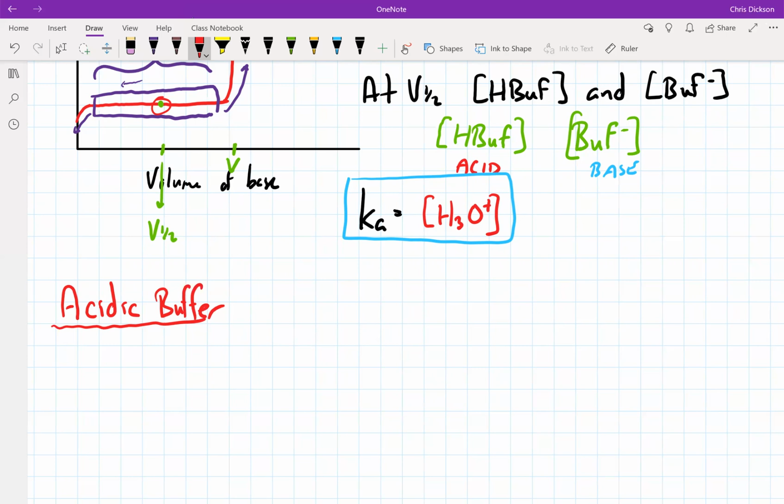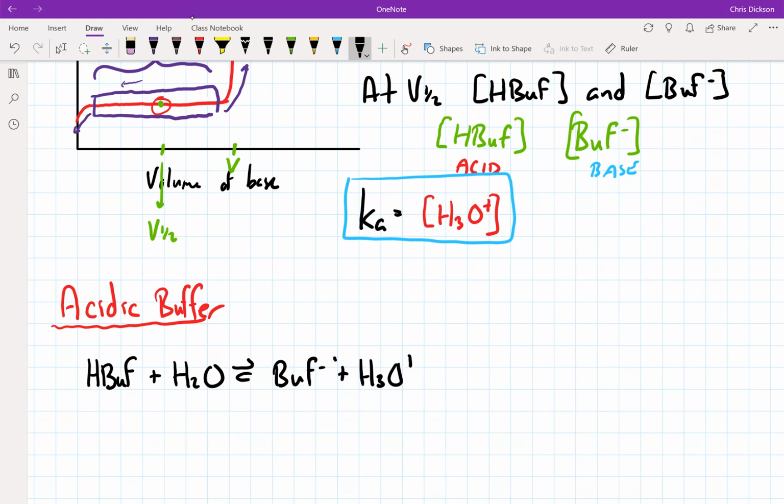So let's take a look at an acidic buffer here. Our solution would have an acidic form of the buffer, so let's say H buff, and it reacts with water. And that would form its conjugate base, buff minus, just like we had above, and our hydronium. Okay, now I'm going to pick a specific chemical that would do this for us, and then we can talk about how you would know which chemical would be a better choice for you.